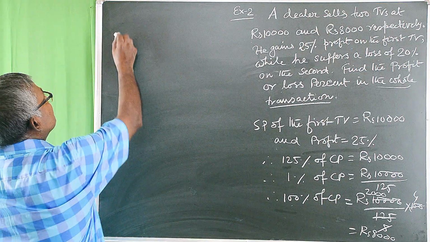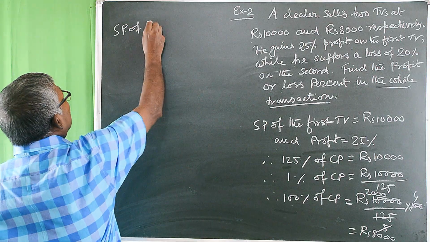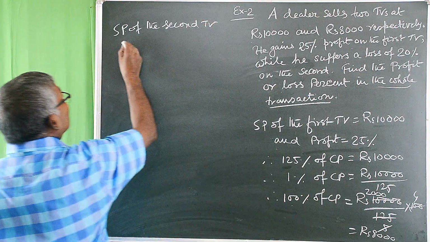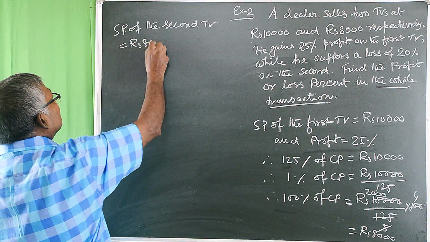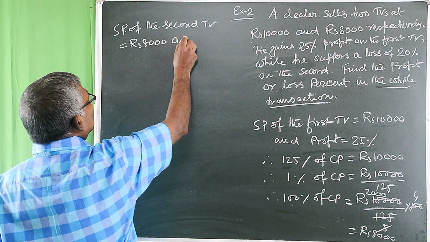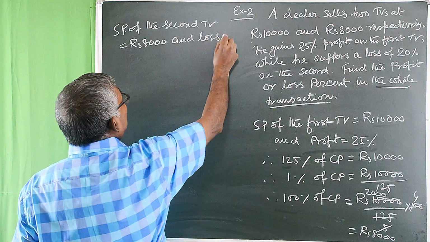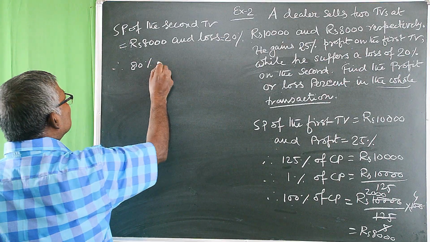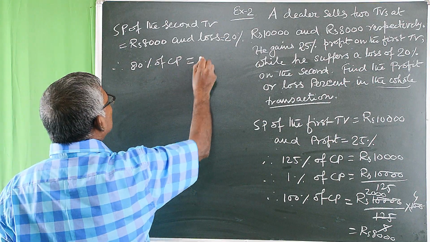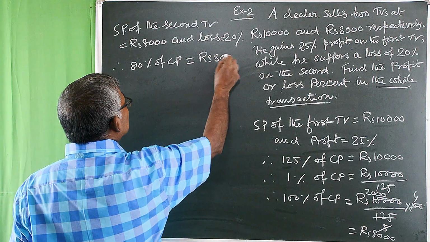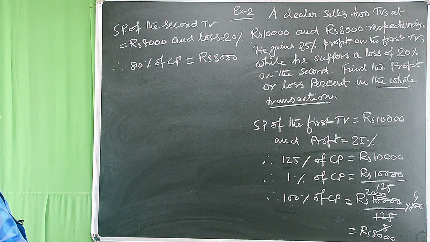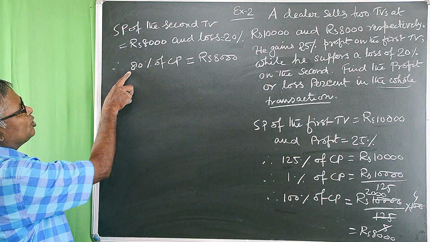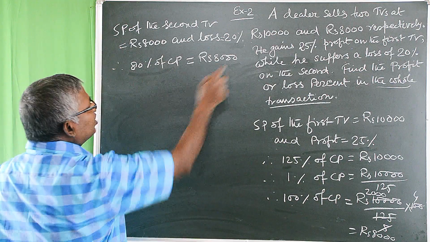Here it is given that the selling price of the second TV equals rupees 8,000 and the loss equals 20%. Therefore, 80% of CP equals rupees 8,000. Students, we know whenever there is a loss of 20%, it means 80% of the cost price equals rupees 8,000.